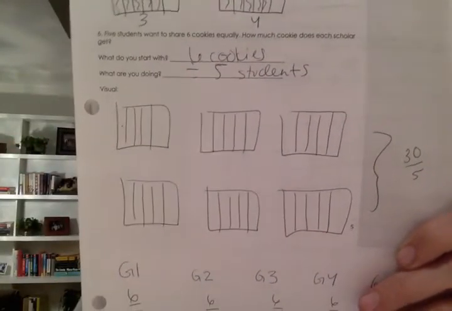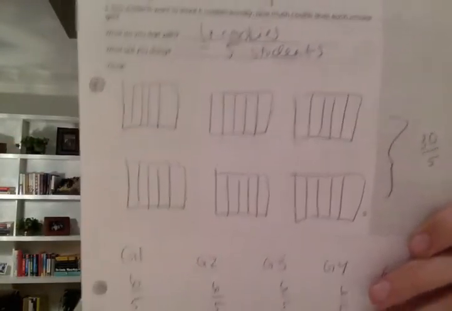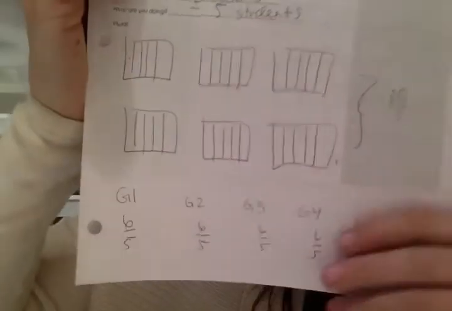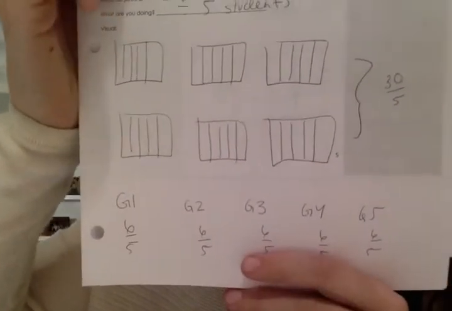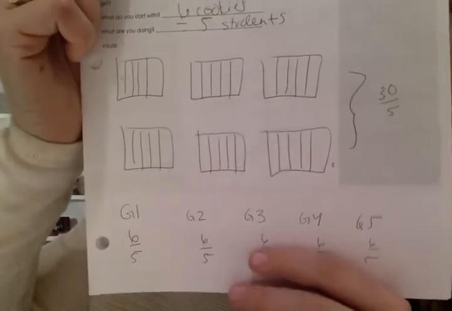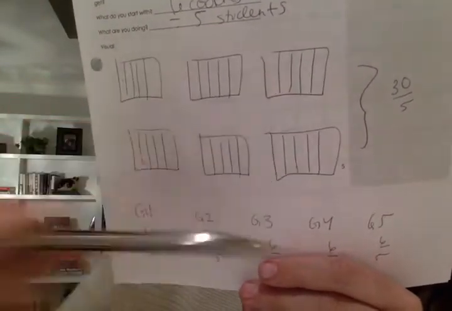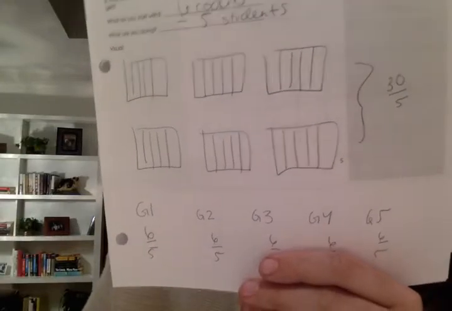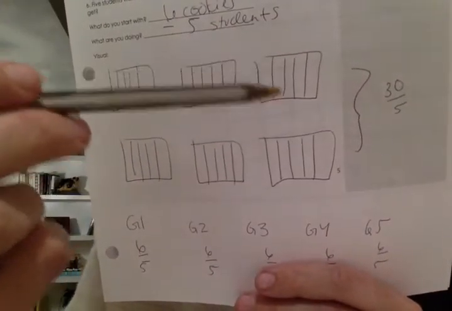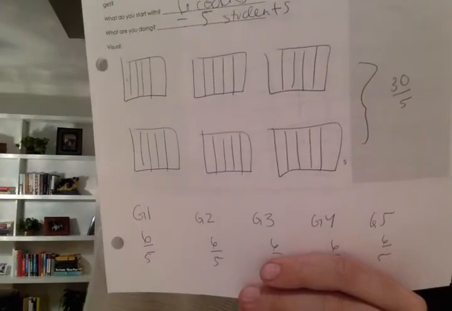I didn't have any cuts in it yet. And then I put my groups down at the bottom. I had 5 groups. Group 1, 2, 3, 4, 5. And I could tell that 6 wasn't going to go into 5 nicely, or 5 wasn't going to go into 6 nicely. So I broke up each of the cookies into 5 pieces.